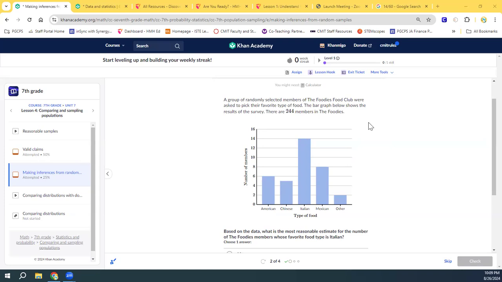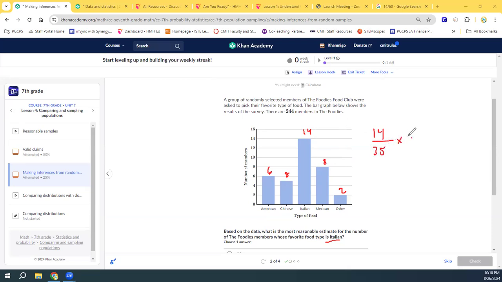So, in this random sample of the Foodies Club, we want to know the Italian for the whole population. But in the sample, it's 14. What's the sample size? The sample size is going to be all these bars added together. So 6 plus 5 plus 14 plus 8 plus 2. Try to do this without my iPhone this time. So that's 11 plus 14 is going to be 25, plus 8 is 33, plus 2 is 35.